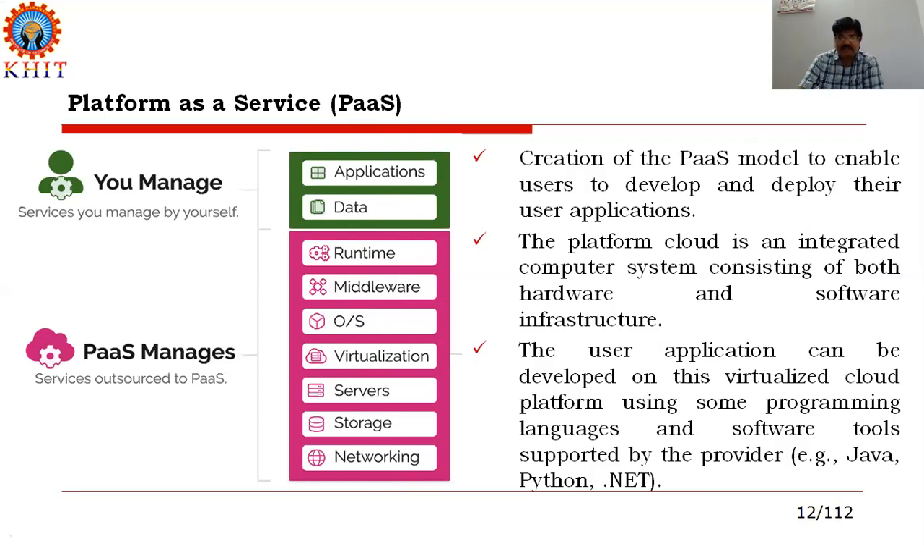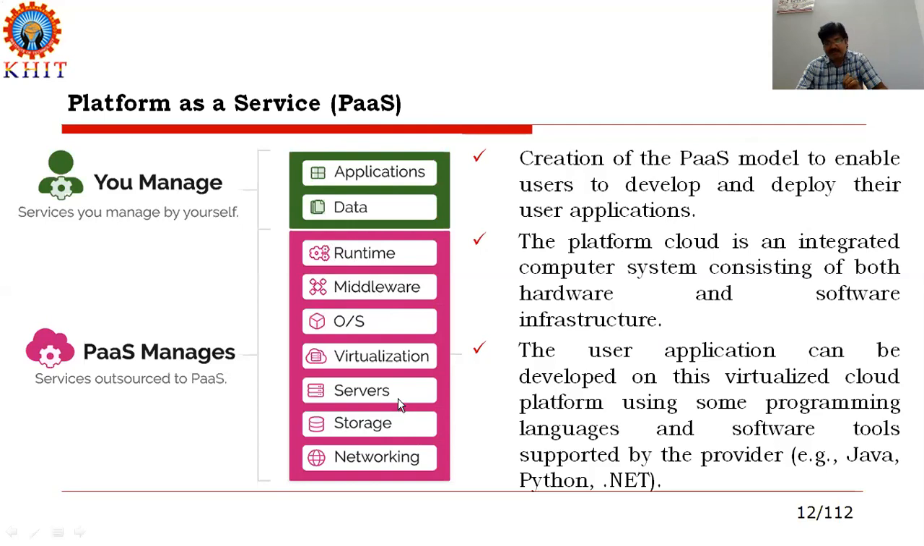So, if you want to build or create a platform as a service model, the end users develop and deploy their applications whenever they require, wherever they require, through the internet mode. This platform as a service cloud is an integrated computer system consisting of both hardware and software. That means platform as a service is nothing but a collection of hardware and software. Here the hardware components are networking, storage, and servers. These are considered as the hardware part, and the software part is virtualization, operating system, middleware, and runtime. This is called a software infrastructure. The combination of both hardware infrastructure and software infrastructure, maintained in a single place, provides the services to the end users. That is called platform as a service.